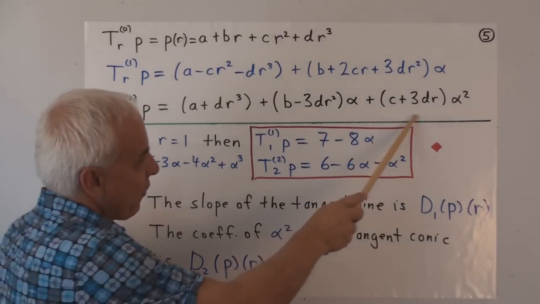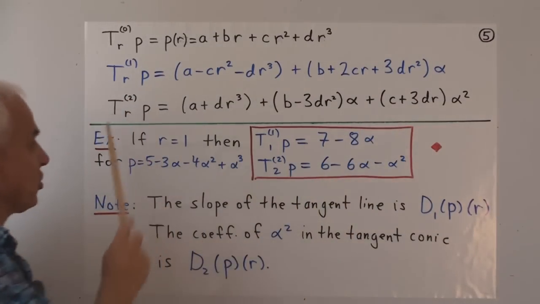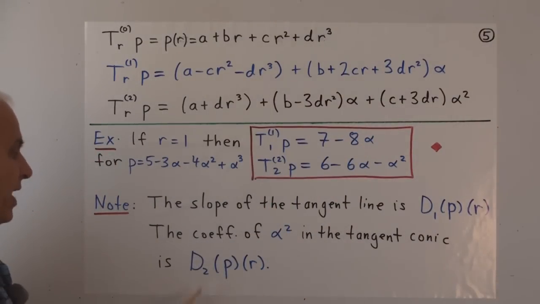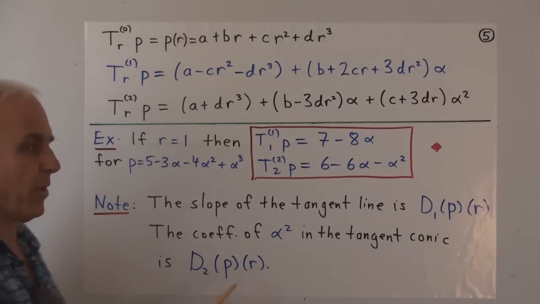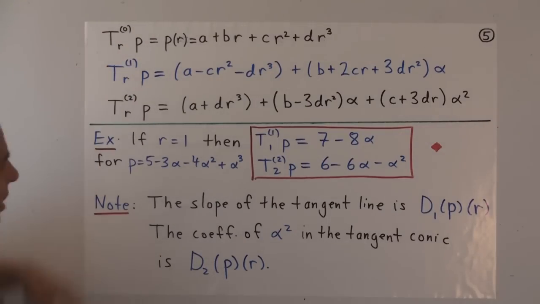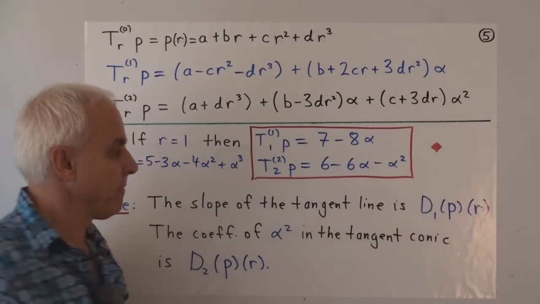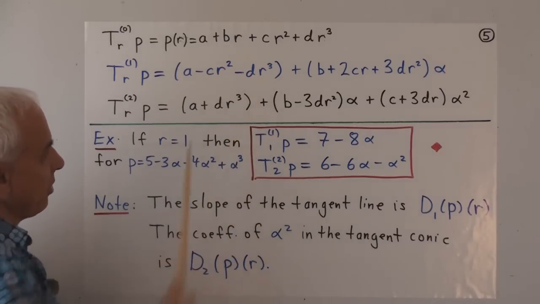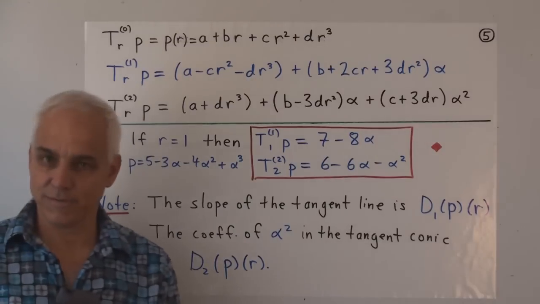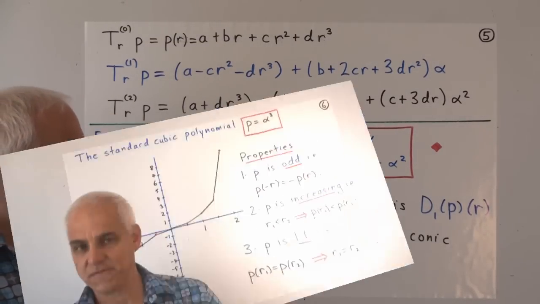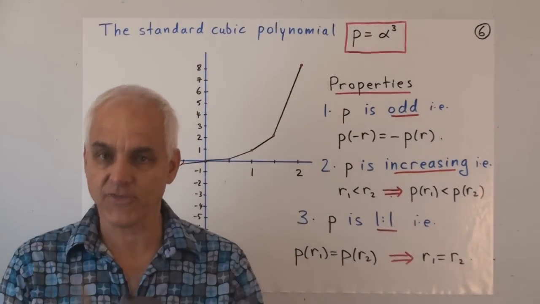The other observation is that the coefficient of alpha squared in the tangent conic, the corresponding top term here, also has an interpretation in terms of a subderivative. That's the second subderivative of p evaluated at r. So in the formulas for the tangent line and the tangent conic, these terms are already dictated by the first and the second derivatives. These three terms here are perhaps a little bit less predictable, but make the subject sort of interesting. So that finishes our preliminaries having to do with calculus.